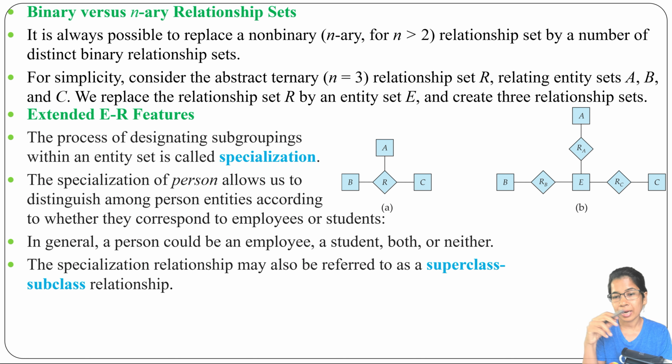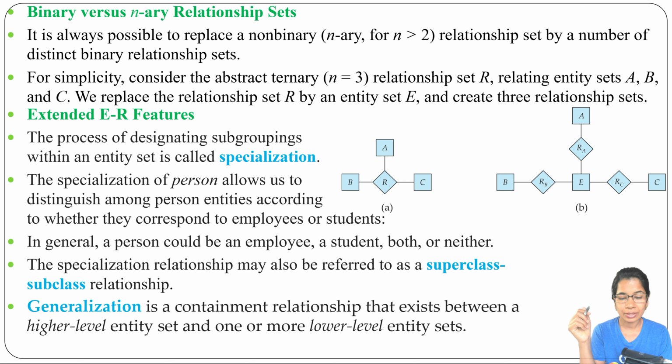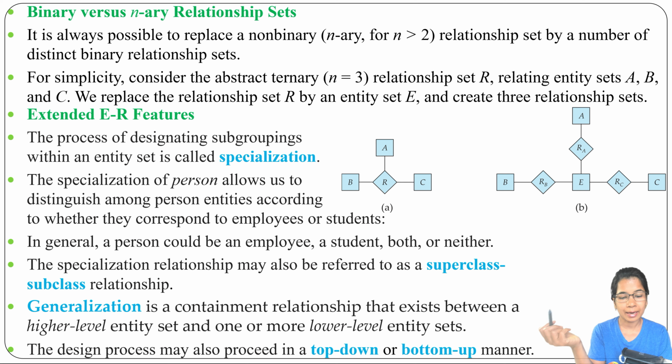The parent class or higher entity set is called the superclass and the lower entity set we can call the subclass. The opposite of specialization is generalization. Generalization is a containment relationship that exists between a high level entity set and one or more lower level entity sets. When we generalize, when we find the union of some entity sets, that's the generalization. The design process may be called top down or bottom up. Top down means from parent we are going to child, and bottom up means from child we are going to parent. Or you can say from higher level to lower level is called top down, from lower level to higher level is called bottom up.